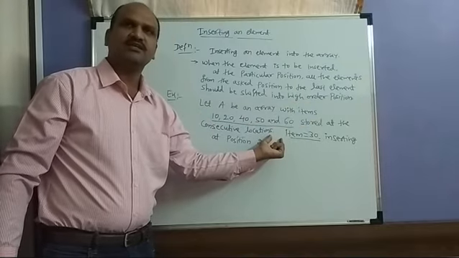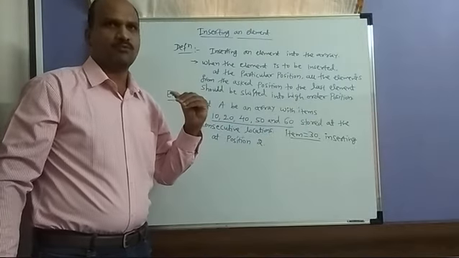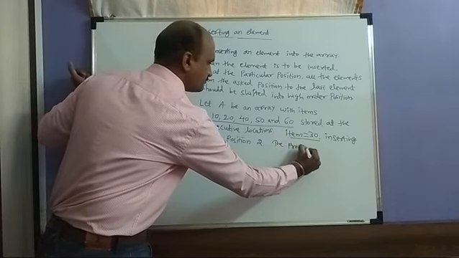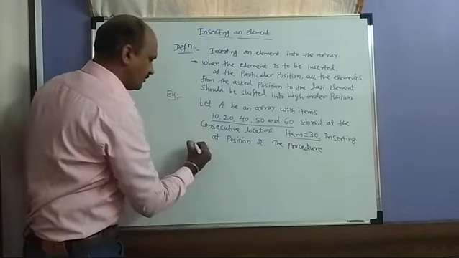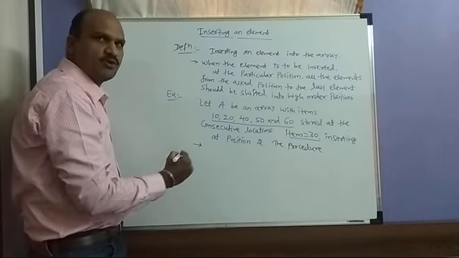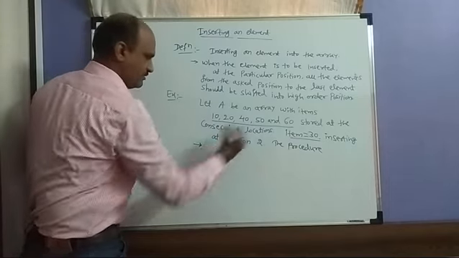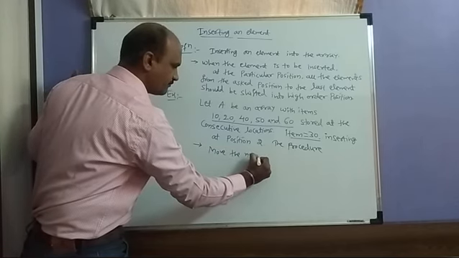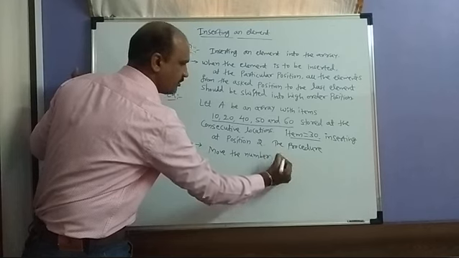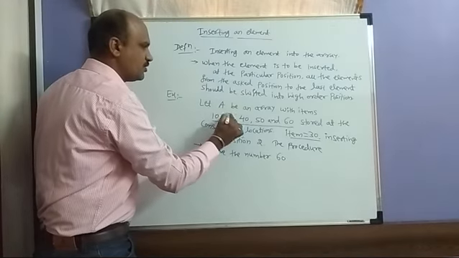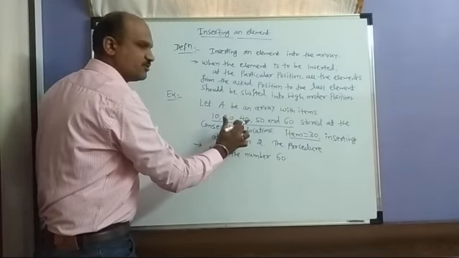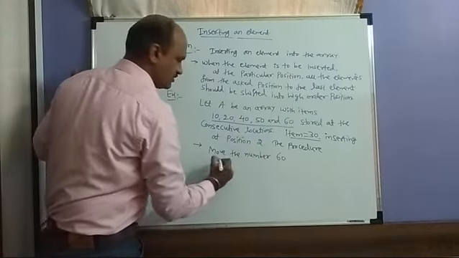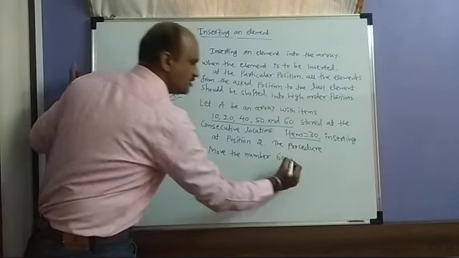From where you want to insert, the elements should be moved. So what is the procedure for this example? First, you have to move the number 60, because I want to insert here; this is 0, 1, 2. So it should be shifted from the higher order. Move the number 60 to position 5.